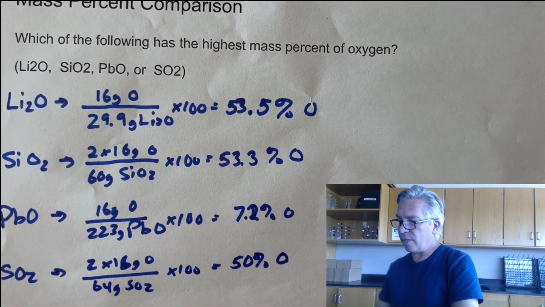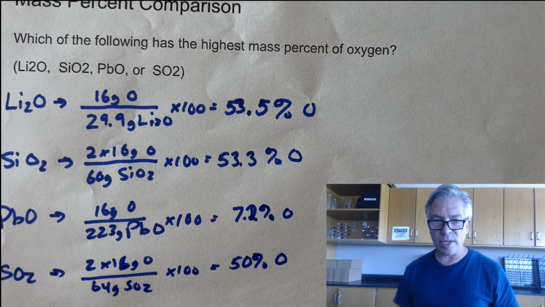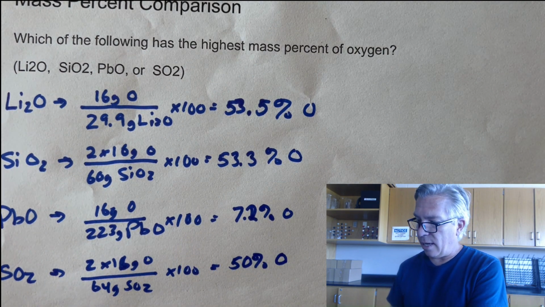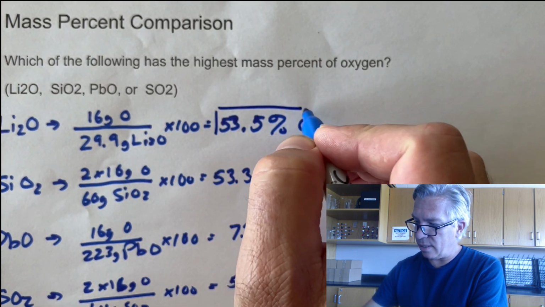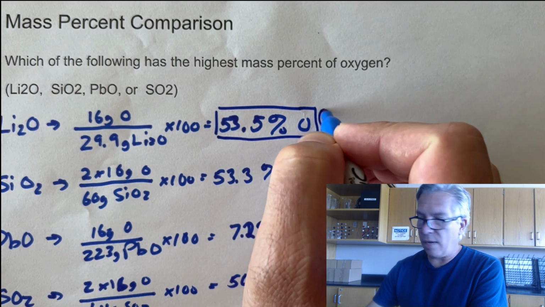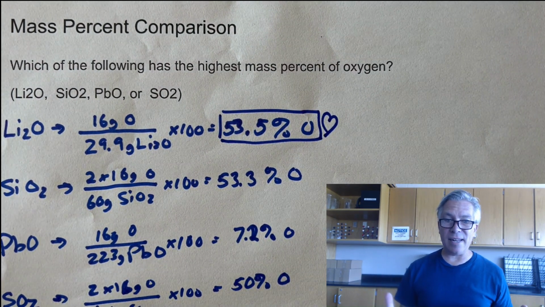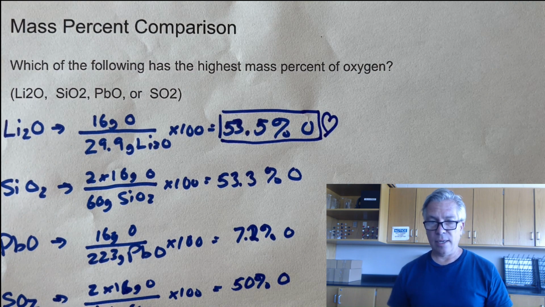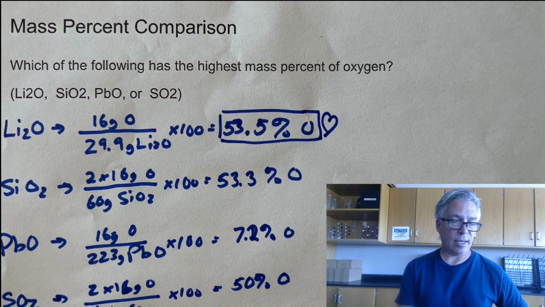Okay, so you have to do it 4 times. There's no way around it. You just have to do it as quickly as you can. And when you get your final answer, we find out that the highest mass percent of oxygen is in this one. So that would be the answer that I would choose. Remember, about a minute and a half per one of these questions. And if you need to skip it, come back to it, and that kind of thing.